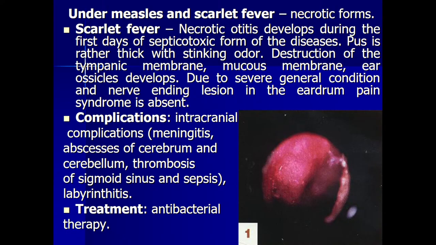Due to the severe general condition and nerve-ending lesion in the eardrum, pain syndrome is absent in this case, but destruction is very severe, a paradox in this form. This form leads to more serious complications: intracranial complications, meningitis, abscesses of the cerebrum and cerebellum, thrombosis of the sigmoid sinus, sepsis, and labyrinthitis. Treatment is the same: antibacterial therapy and prevention of all these complications.